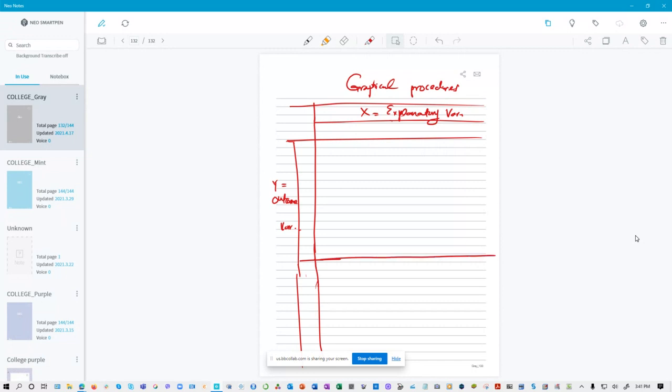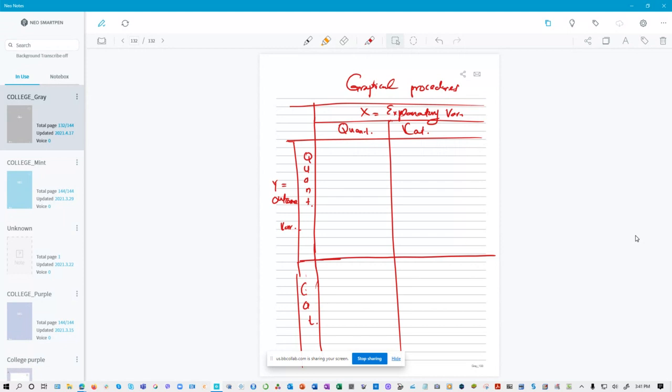Under this one, we had quantitative, and then we have a categorical. Again, in this box, here we have a categorical.